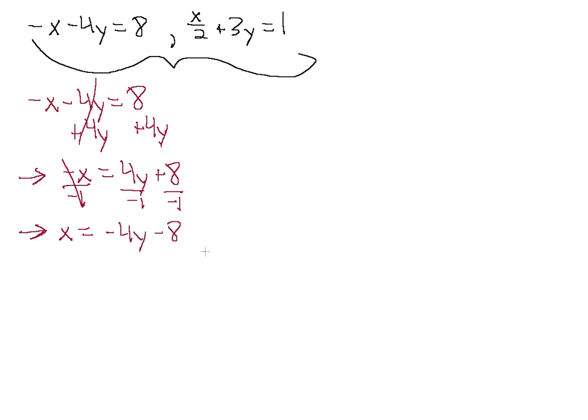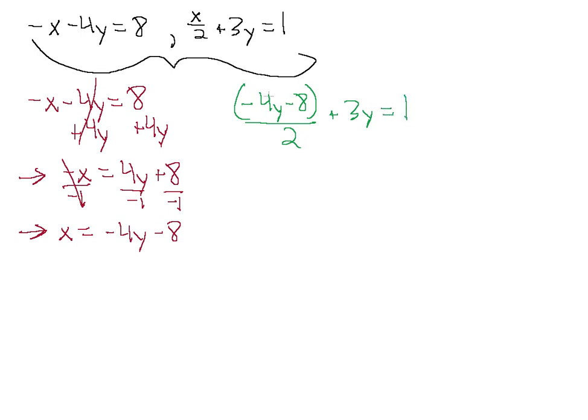All right, so we have one of our variables solved in terms of the other variable. So now let's go ahead and plug this into the other equation so we can get a value for y. So we know x, so let's plug that into our second equation. So we have minus 4y minus 8 plugged in for x up here in our second equation, divided by 2, plus 3y equals 1.